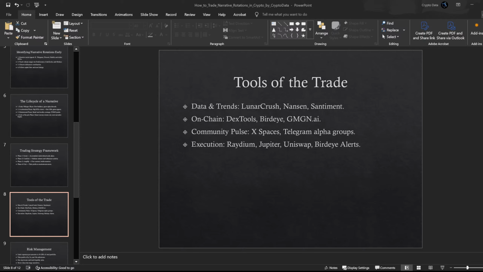Execution. So Raydium, Jupiter, Uniswap, Birdeye alerts, etc. I recommend Rabby. Rabby is a really good one if you're trading on-chain. So instead of MetaMask, just connect your MetaMask to Rabby and then trade on there. It's much more secure, much easier. Or you can use Telegram bots, right?